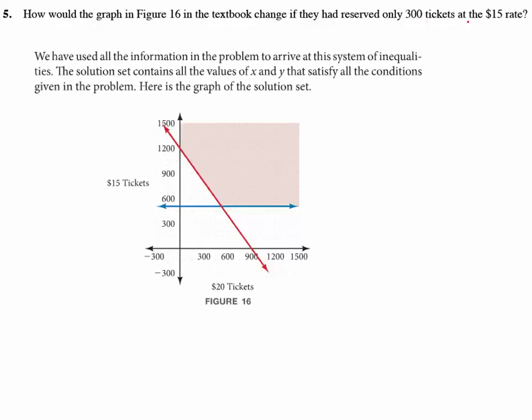So the $15 rate, remember that applies to the Y value, right? And so in this case, we're going to say X is still greater than or equal to 0. That did not change. If they only reserve 300 tickets for the $15 rate, then we have Y is greater than or equal to 300 instead of the 500. And then we still have a $20 ticket and we still have a $15 ticket. So 20X plus 15Y has to be greater than.